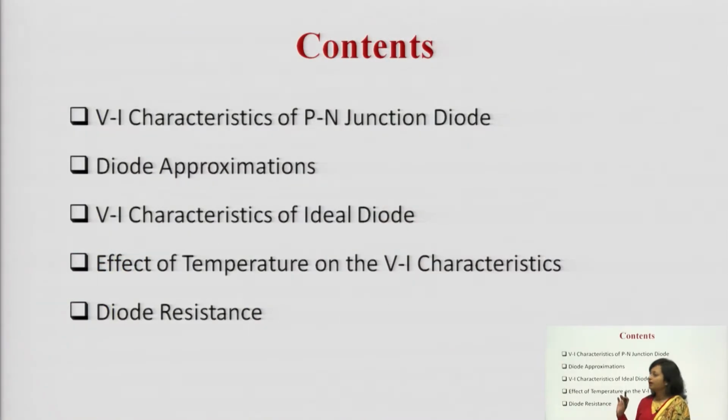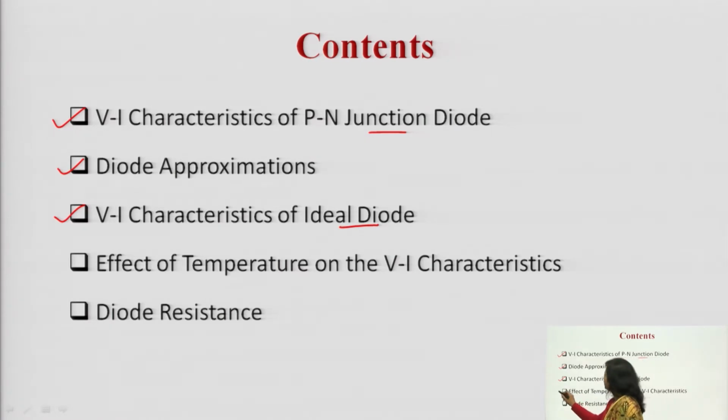So, here I will be discussing the VI characteristic of a PN junction diode, diode approximations, and the VI characteristic of an ideal diode. You must remember, you can draw the VI characteristic for a practical diode as well as for the ideal diode. In your examination, if you get a question, draw and explain the VI characteristic of a PN junction diode, it means you have to draw the practical curve.